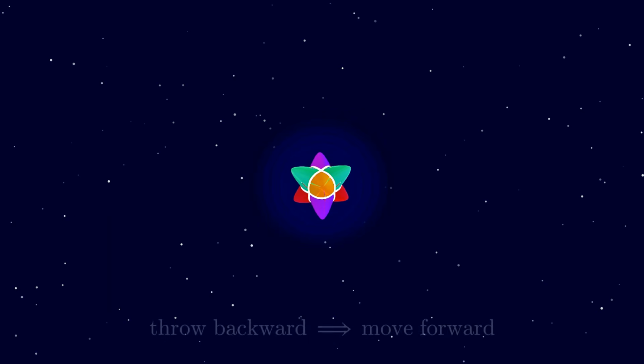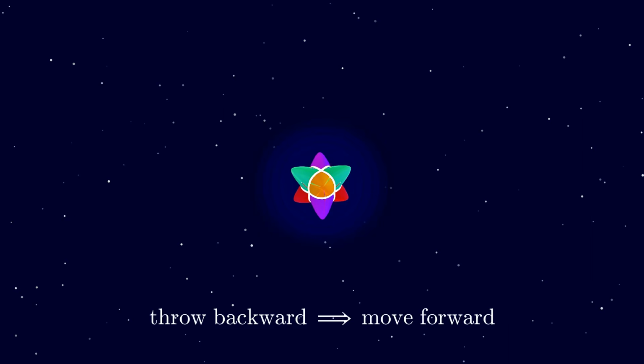Every spacecraft humanity has ever built obeys one basic principle. Throw something backward and you move forward. Chemical rockets throw hot gas. Ion engines throw charged particles. Even a solar sail pushes against light. But the ship in this story pushes against nothing at all. Or rather, it pushes against the structure of empty space itself.